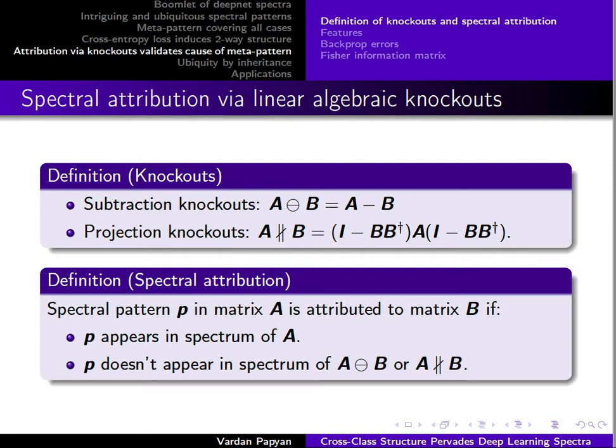So I'm going to look at the spectrum of a certain matrix A, and I'm going to look for a certain pattern P that appears in that matrix. That could be an outlier. And then I'm going to see how the spectrum of A looks after I knock out B. If I see the pattern P in A, but I don't see it in A after B is knocked out, it means that this pattern is attributable to the matrix that was knocked out. So let me give you examples.